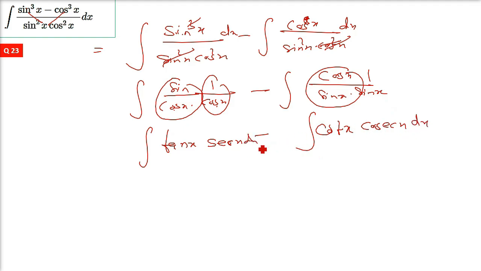Now these are the standard results. Integration of sec x tan x is sec x, because differentiation of sec x is this one. Minus is already there. Cot x cosec x, or cosec x cot x, integration is what? It is minus cosec x. Minus is there, so negative becomes plus. So you can write it as cosec x. And we have the constant of integration also. So this is the standard result if you resolve it.